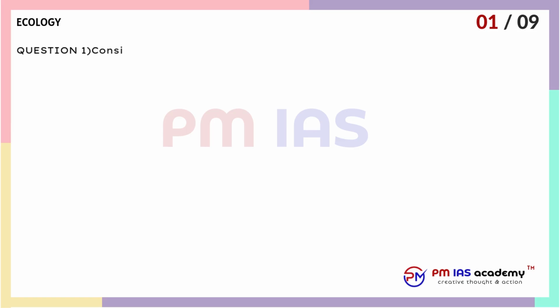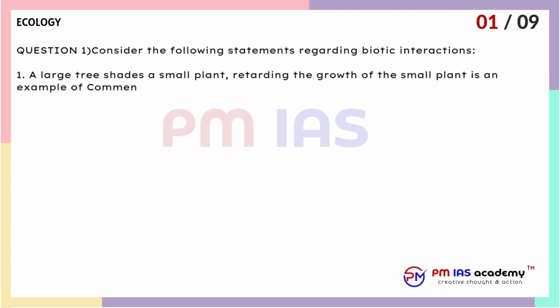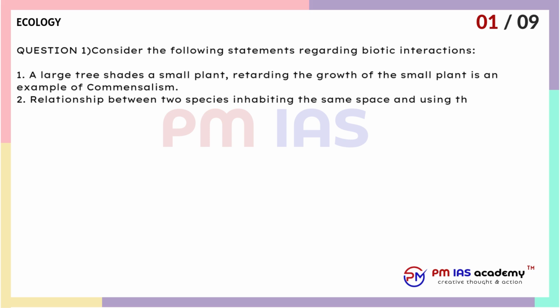Ecology. Question 1. Consider the following statements regarding biotic interactions. 1. A large tree shades a small plant, retarding the growth of the small plant, is an example of commensalism. 2. Relationship between two species inhabiting the same space and using the same resources, but that have no effect on each other, is called mutualism.